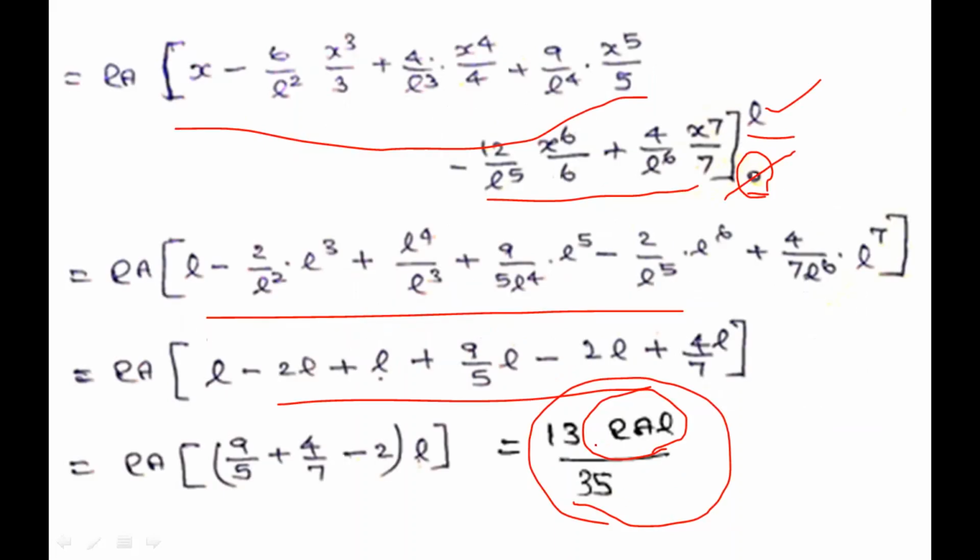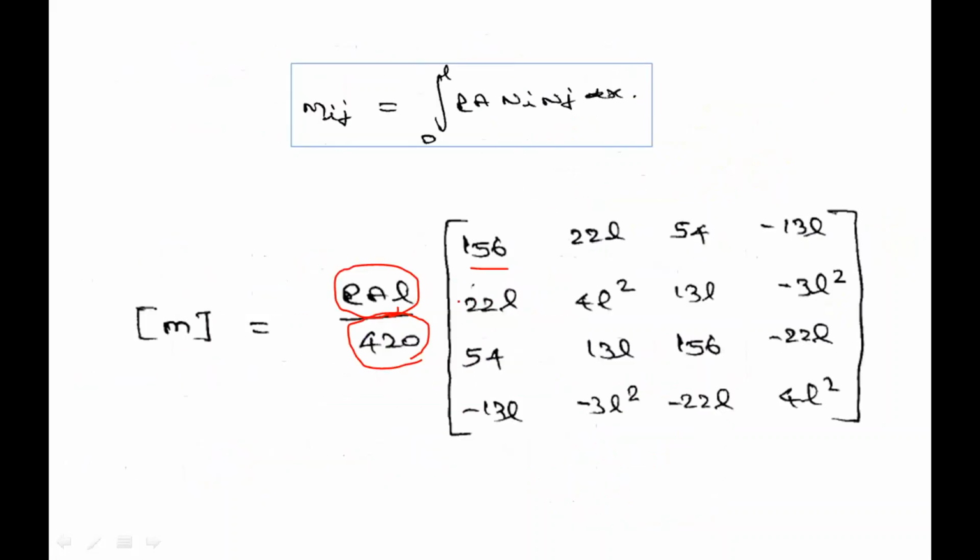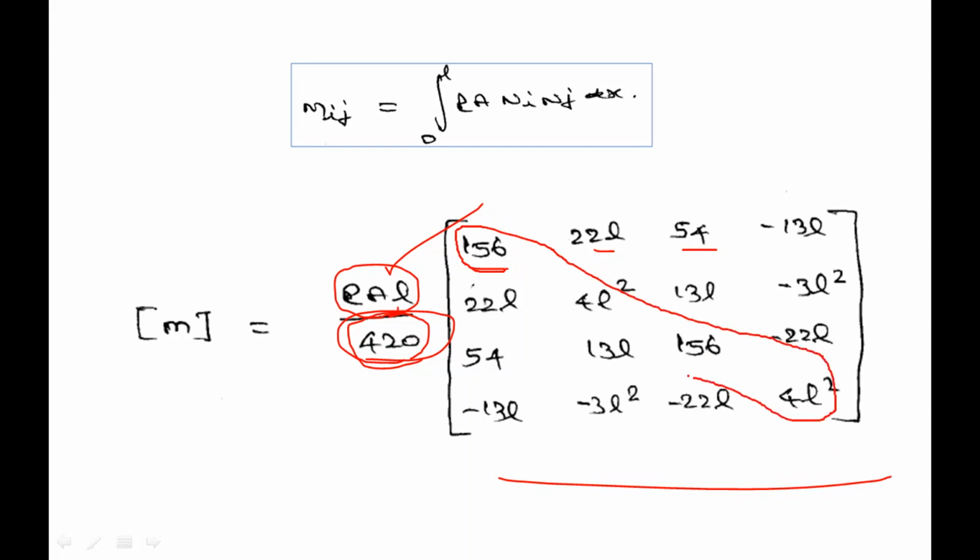When you multiply 12 and 12, in the numerator and denominator, you will get 156 and this 420. So like that, in all the elements we will get this rho AL term and a corresponding constant in the denominator. So this is the 4 by 4 mass matrix for the transverse vibration of the beam. Here also in the major diagonal we will get non-zero and non-negative terms, and this is a square and symmetrical matrix, which we can verify.